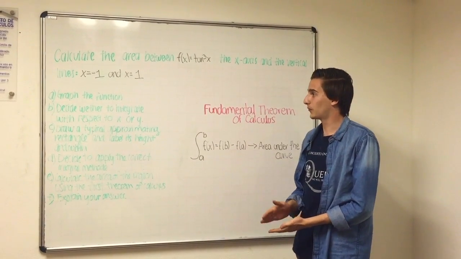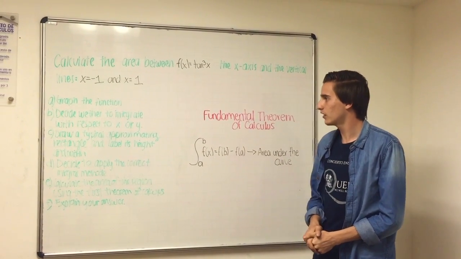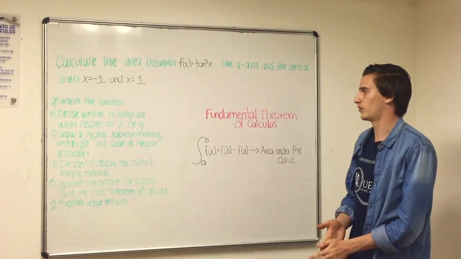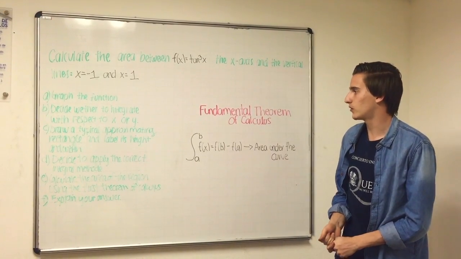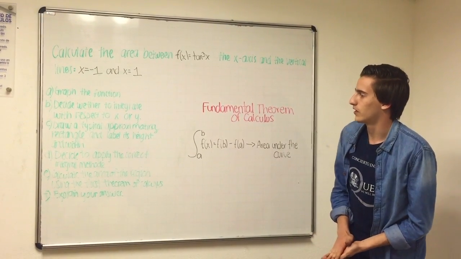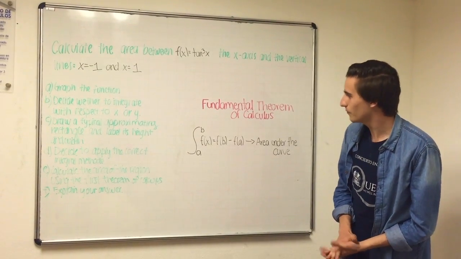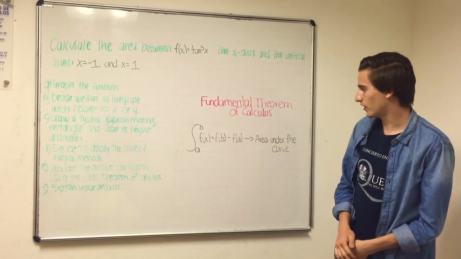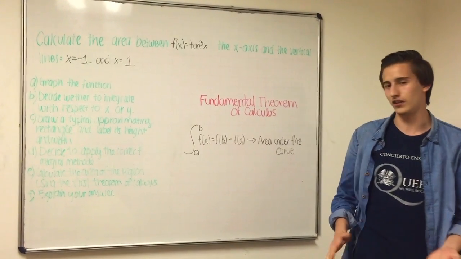And the steps for solving this problem and this project are to graph the function, and then we have to decide whether to integrate with respect to x or y. We have to draw a typical approximating rectangle and label its height and width. We have to decide to apply the correct integration method. We have to calculate the area of the region using the fundamental theorem of calculus and explain the answer.